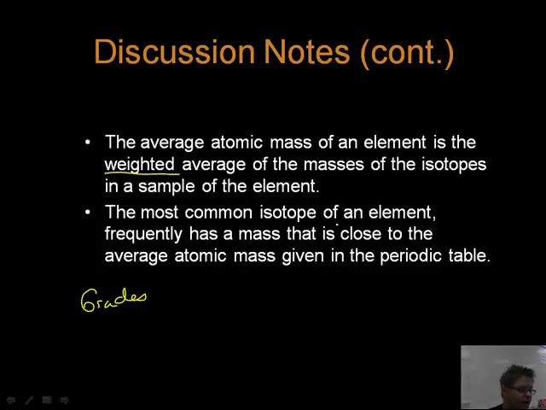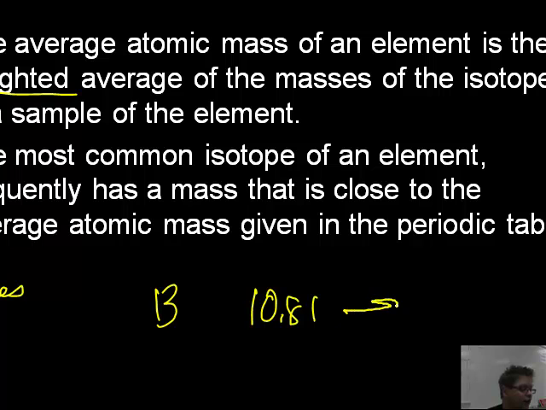The most common isotope of an element frequently has the mass that is close to the average atomic mass given in the periodic table. So if you look on the periodic table, there's usually a decimal number, and the most common isotope is going to be closest to the average. If we have an element like boron, it's got an average atomic mass of about 10.81. You round that to 11, and boron 11 is the most common isotope of boron.